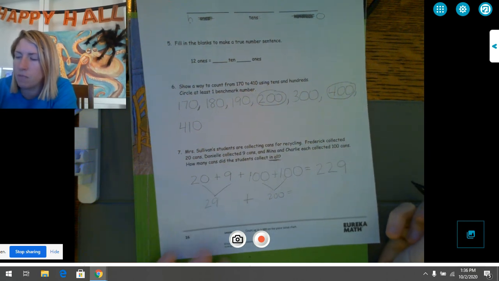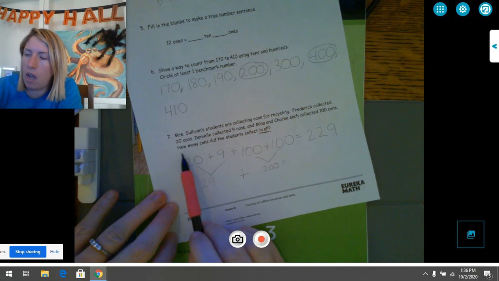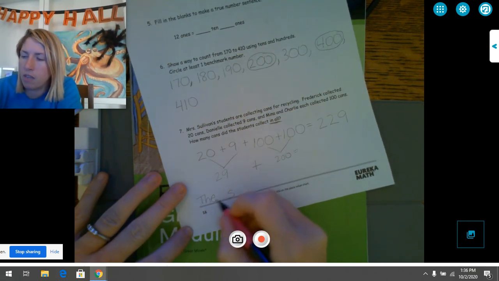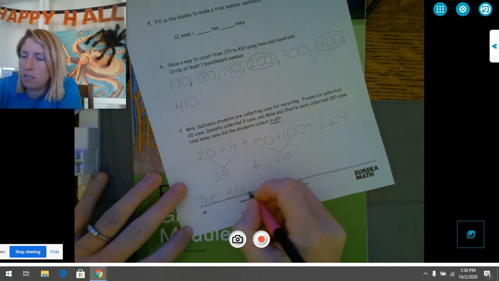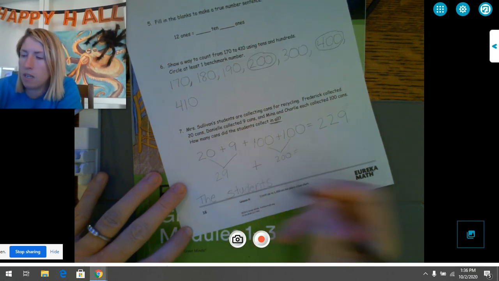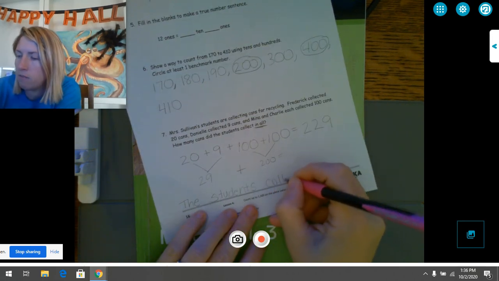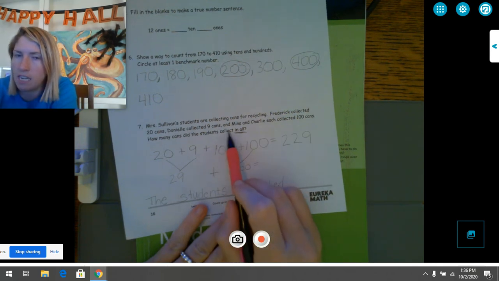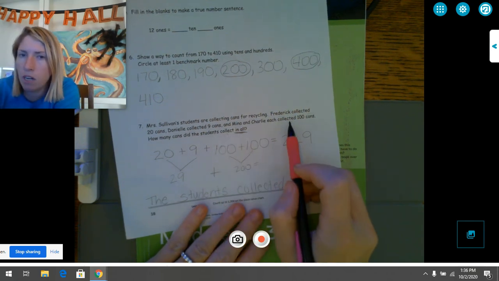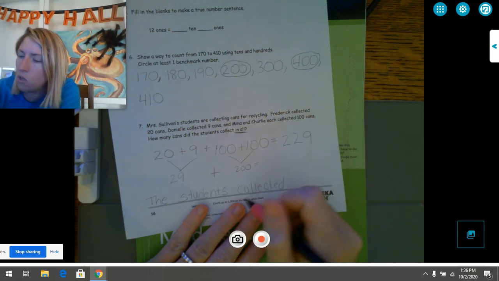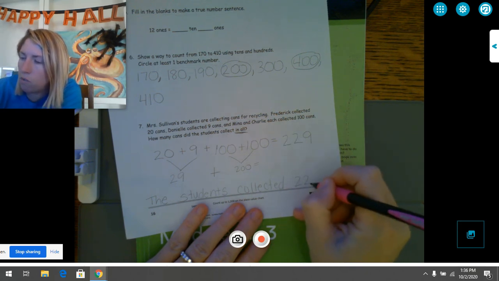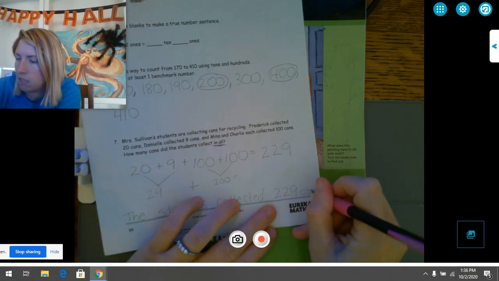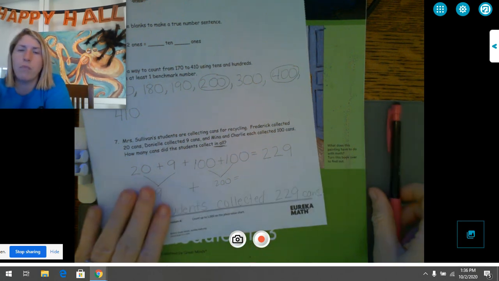229. And now I need my sentence. So how many cans did the students collect in all? The, with a capital at the beginning, students, we're not going to spell that wrong because it's up there in the problem, collected, and that is also up there. You just have to add an ED to make it collected instead of, oh no, collected is right here. Yep, there's collected. The students collected 229. And then I'm going to have to come down here. Oh, I can squeeze it in. Cans. Period. Okay. And that's it.